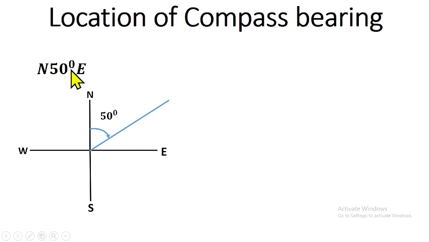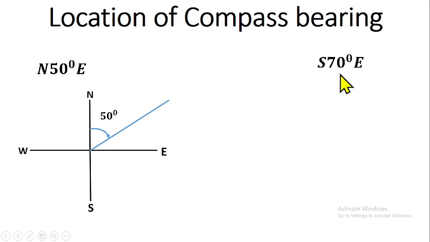Rather, you can only move from the north to the what? To the east, 50 degrees. So you have been able to locate this bearing on the cardinal point like this. So that means this is the position of the object with this bearing.